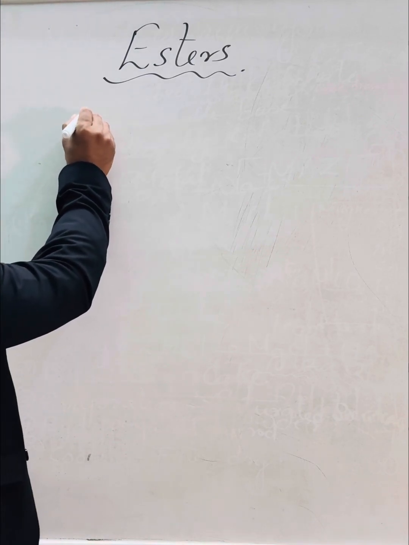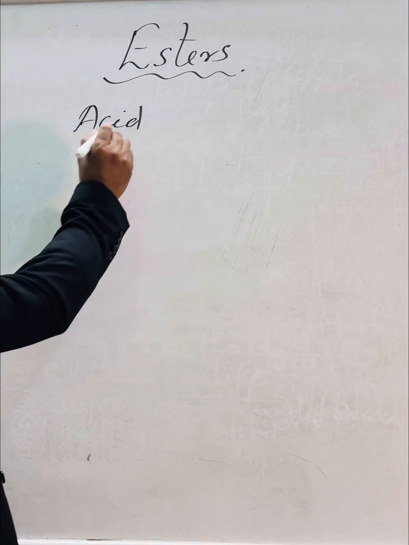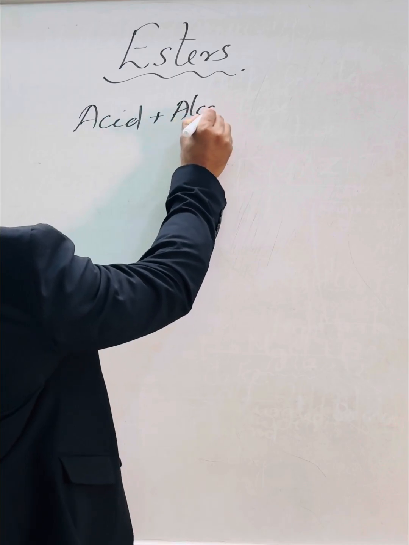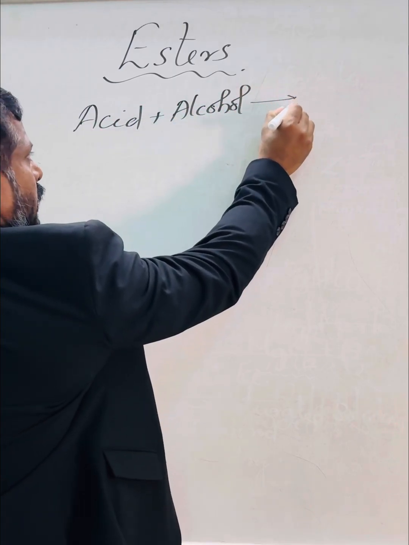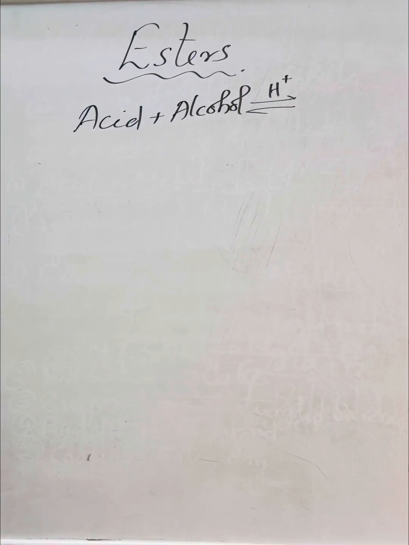Esters. An acid reacts with an alcohol in the presence of a catalyst, and you will get an ester. What did I say? An acid reacts with an alcohol in the presence of acid. Normally sulfuric acid is used.